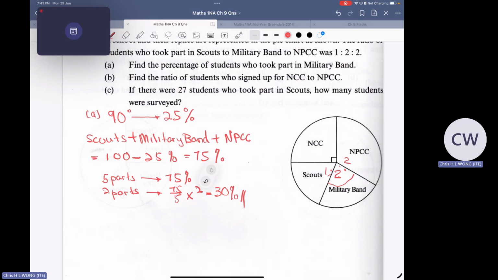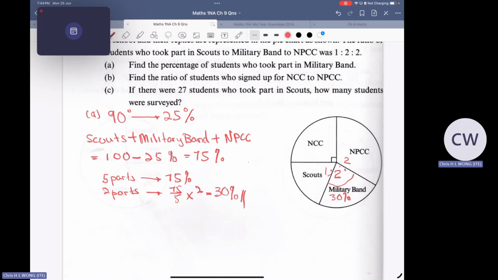If the military band is 30%, the NPCC is the same, also 30%. It should be the same because the parts are the same. So if this is 30%, this must be 30%. Okay, I'll just write down first: military band 30%. So the answer is 30%.